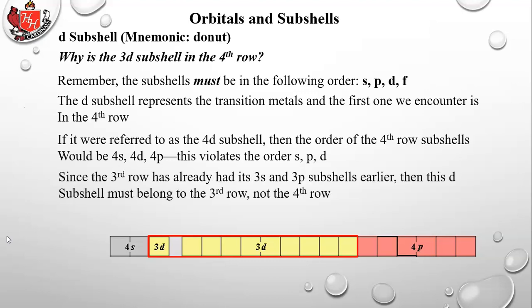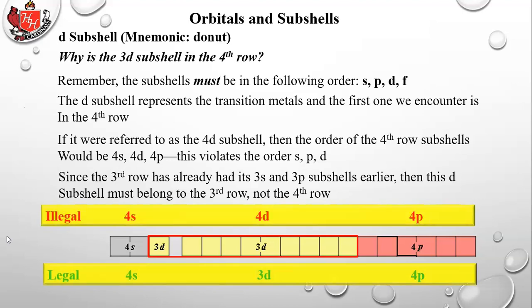Since the 3rd row has already had its 3S and 3P subshells earlier, then this D subshell must belong to the 3rd row, not the 4th row. So illegal: 4S, 4D, 4P. Legal: 4S, 3D, because the 3rd row has already had its p orbital, and 4P.